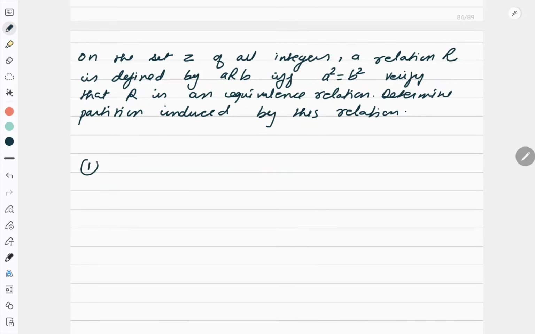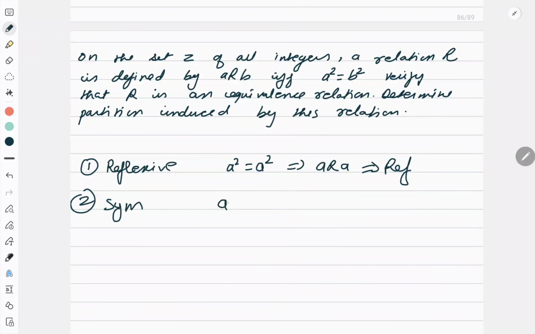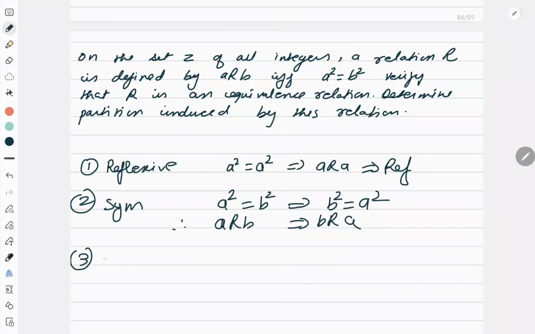So if I want to prove that it is an equivalence relation, first is reflexive. Clearly we know that a square is always equal to a square, which implies a is R related to a, which implies reflexive. Then the second one is symmetric. Obviously if a square is equal to b square, then b square is equal to a square. Therefore, if a is R related to b, then b is R related to a. Okay. Third is transitive. Transitive means if a is R related to b and b is R related to c.